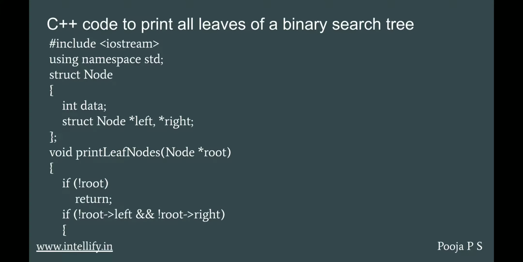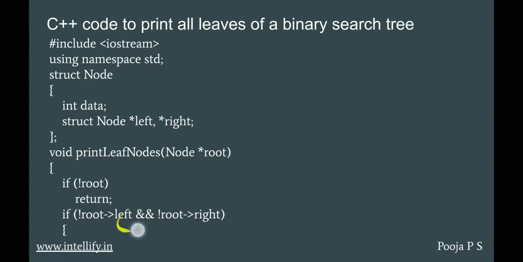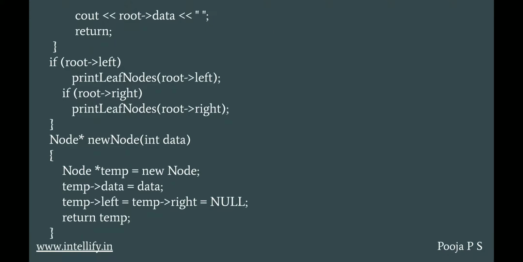Here, firstly we are checking whether the root node is null, and if the node is null, we are returning, as I told in the first step of the algorithm. And next we are checking if the left child exists. So if the left child exists and the right child exists, this is the code where we are checking whether the node is a leaf node or not. Here we are checking for the left child, and here we are checking for the right child. And if the child exists, this will repeat recursively.